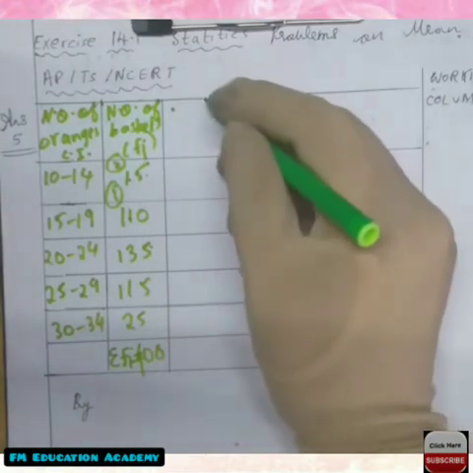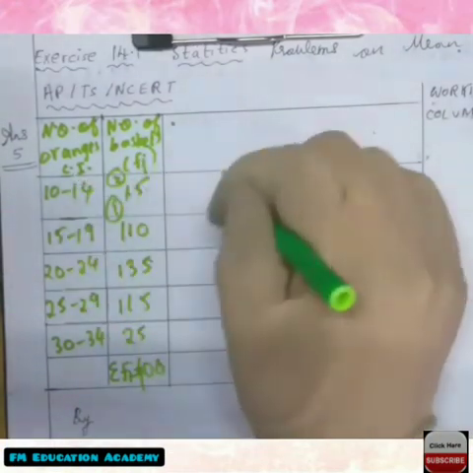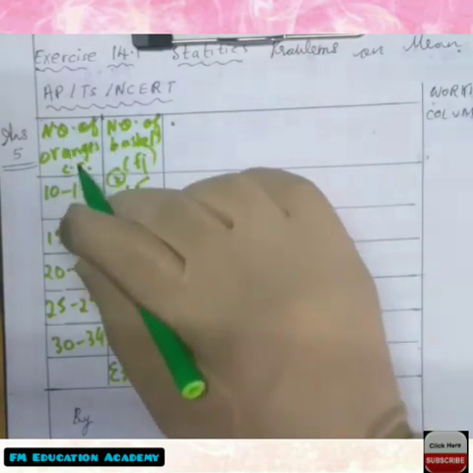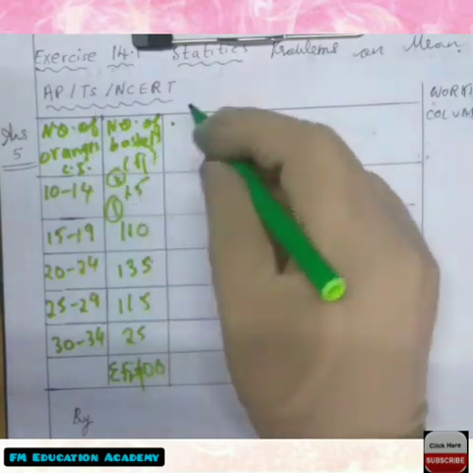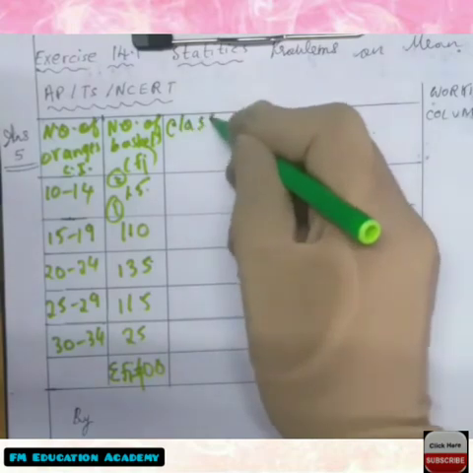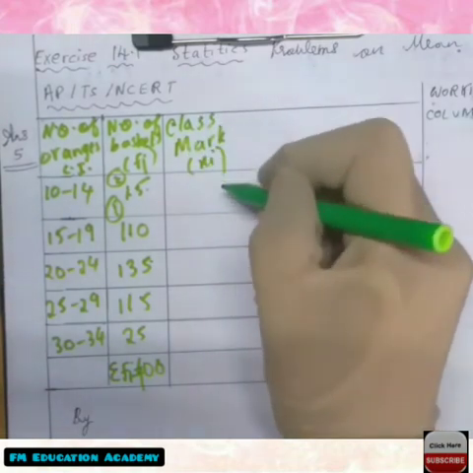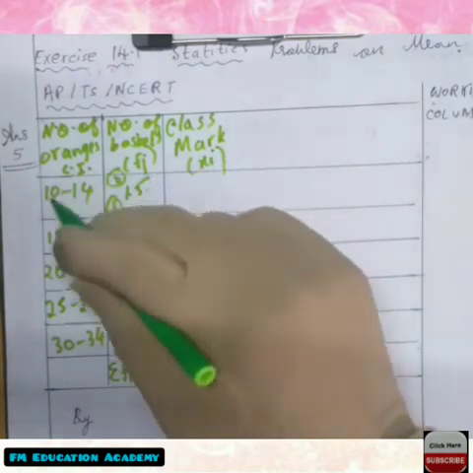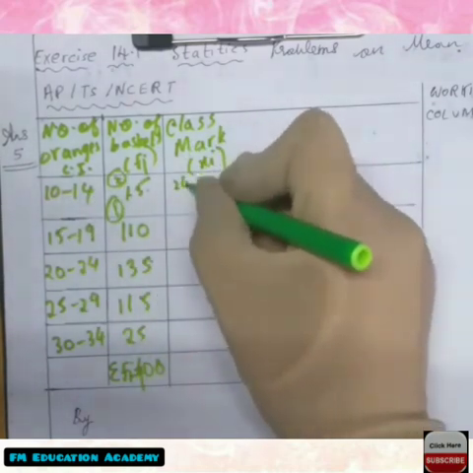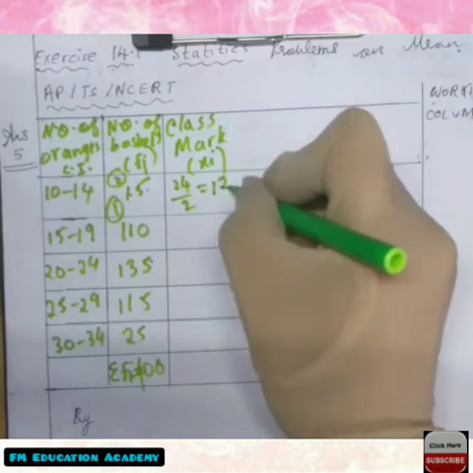Now in the step deviation method, we have totally 6 columns. So number of oranges, that is class interval, number of baskets, that is frequency, third column will be class mark. Class mark will be common for all the three methods. Class mark is given by lower limit plus upper limit divided by 2. So 10 plus 14 is 24. 24 by 2 is 12.